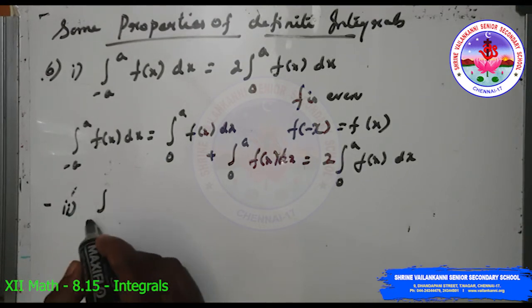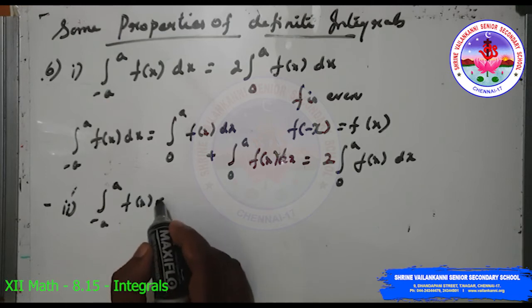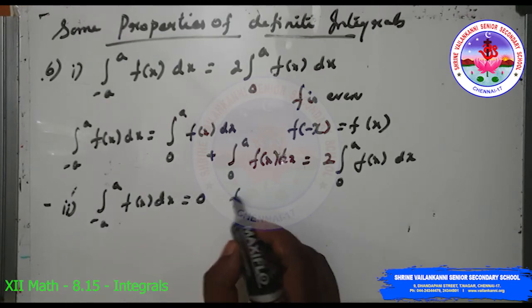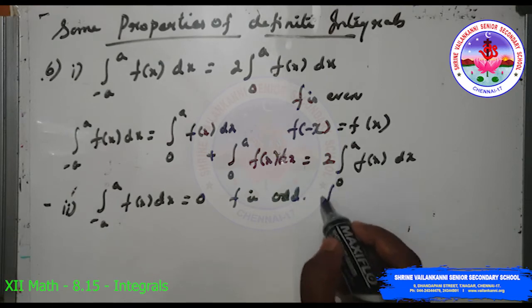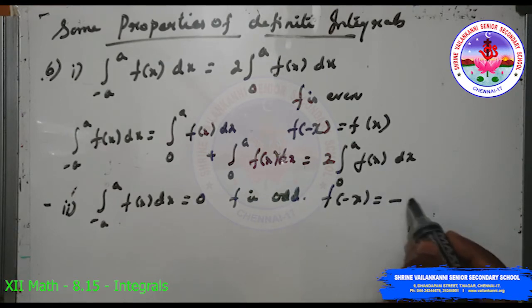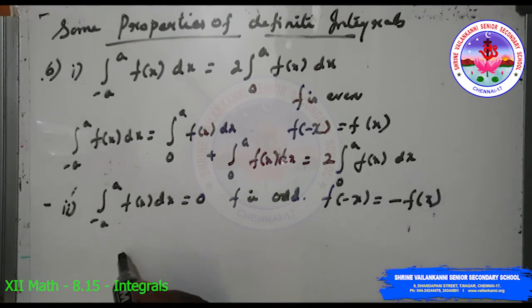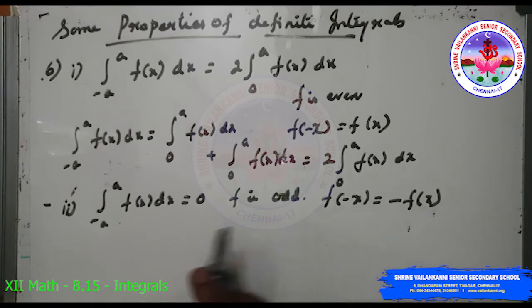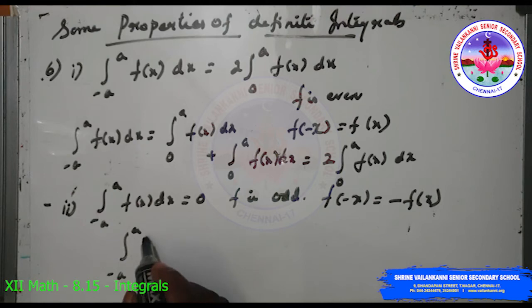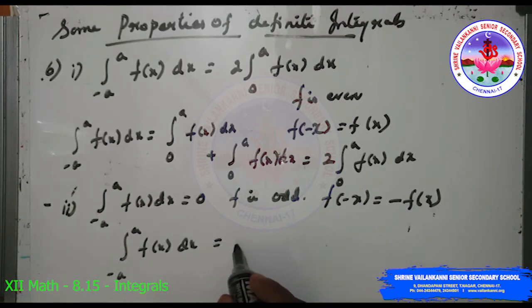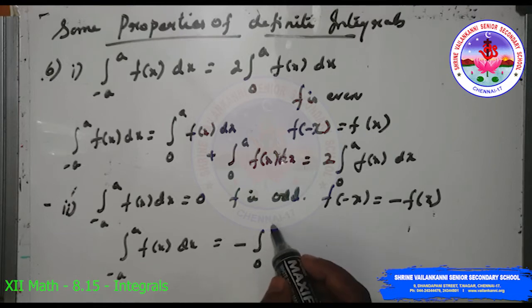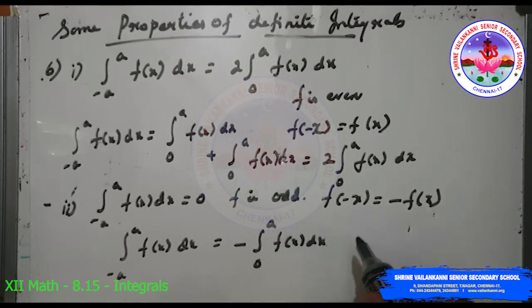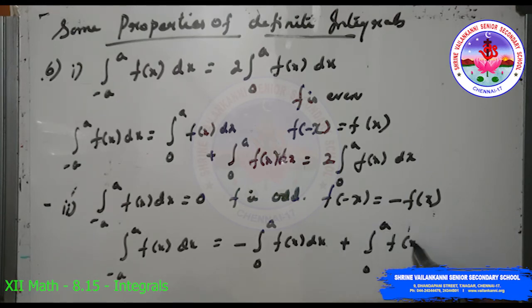Second subdivision: integral of minus a to a f of x dx is equal to 0 if f is an odd function, that is f of minus x is equal to minus f of x. So if f is an odd function, this will become minus of integral 0 to a f of x dx plus integral 0 to a f of x dx, which is equal to 0.